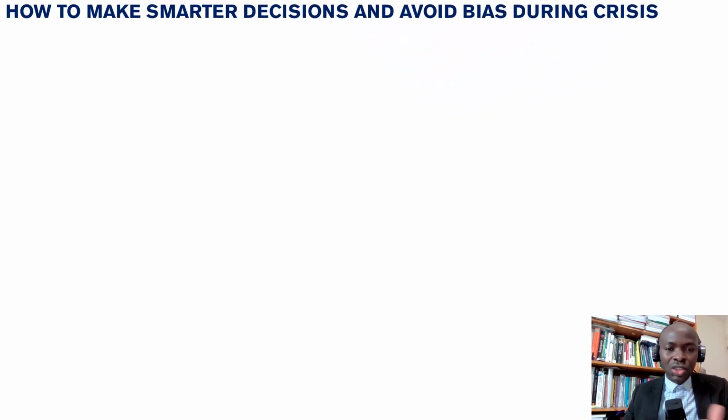So here I just want to talk about how to make smart decisions and avoid bias, maybe during crisis. There's a number of literatures that have looked at these particular issues. There are so many things that have been written about how to make decisions at the time of crisis. But when you start to look at how to make smart decisions and avoid bias during a crisis period, you will find that there are a wide range of ways to do this. What I'm going to show you is just one way to look at one part of the best practices that are out there.